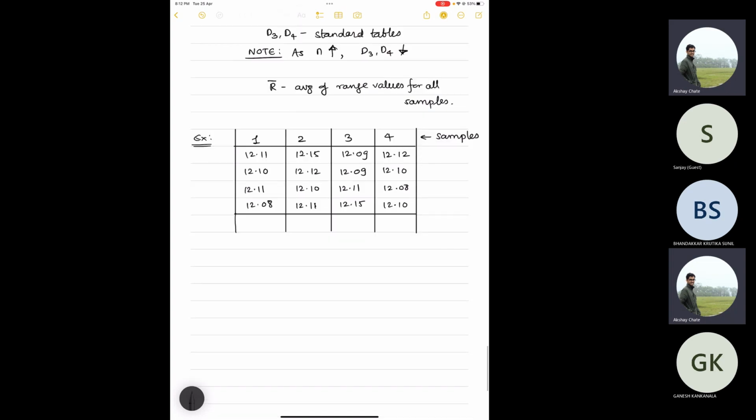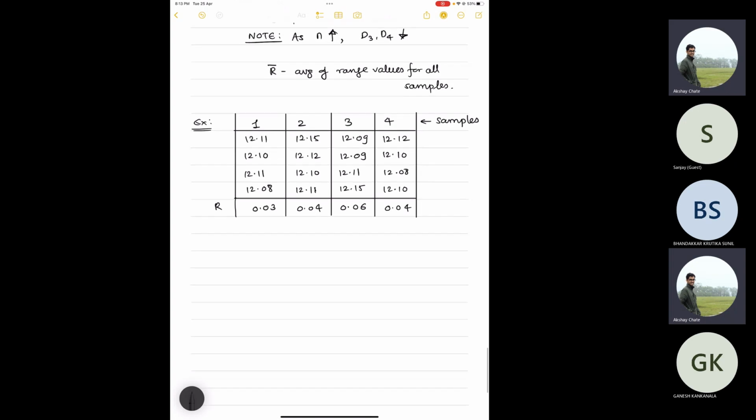Okay, so now instead of taking the average and all, you just find out the range for each sample. Here it is 0.03 because the minimum is 0.08 and the maximum is 0.11. Here it will be 0.04. Here it will be 0.06. Here it will be 0.04. So now you take the average of these, which is your R bar. So the sum is 0.17, and 0.17 by 4 is 0.0425. I am leaving this exercise to you. I hope you can do this.